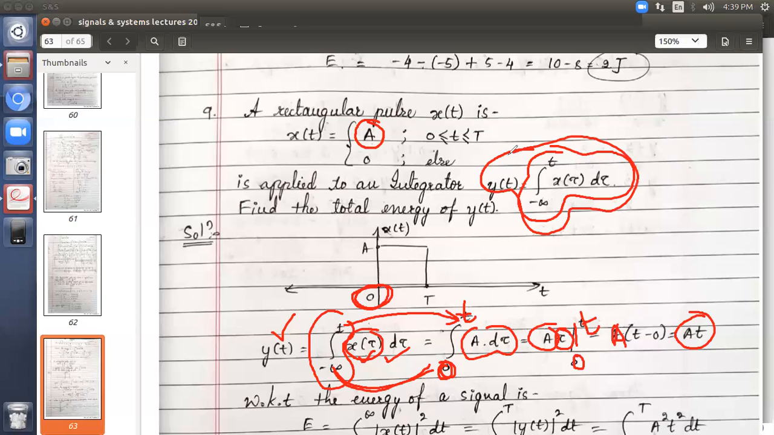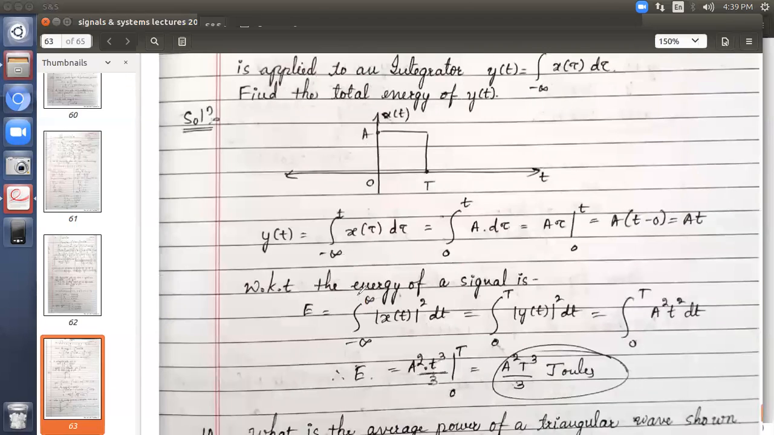Integrator output. Now I have first calculated the integrator output. Then I have to find the total energy of this integrator output. How to find that? We have the formula: integration from minus to plus infinity of the signal amplitude square dt.